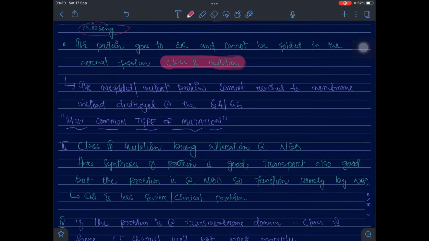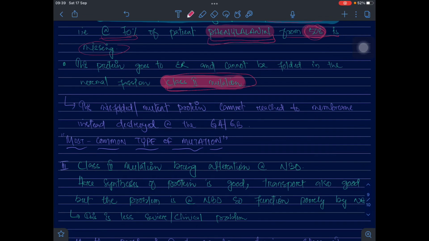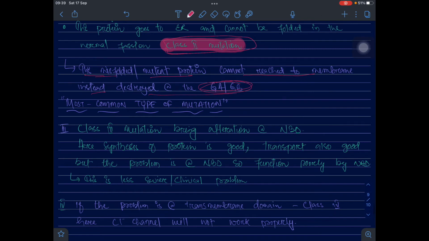So it does not reach the transmembrane domain. Once phenylalanine is missing from position 508, there will be a problem, and that mutation is called class 2 type of mutation. This misfolded or mutant protein cannot reach the membrane, instead it is destroyed at the Golgi apparatus, that is the Golgi body, as it is written here. So this is the most common type of mutation.